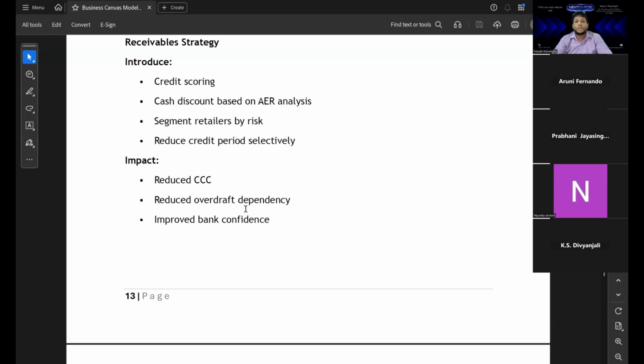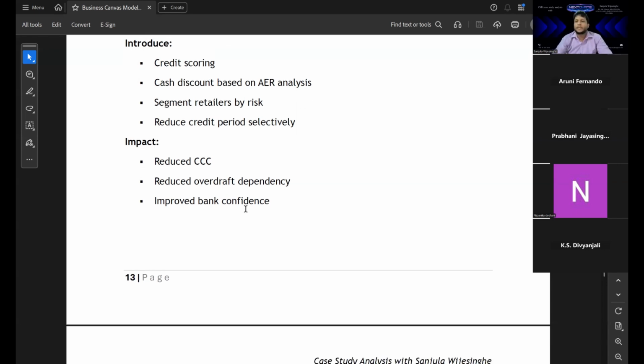Then improve bank confidence as well, because now you have to convince your banker. You need to show that you are in a position to repay the loan. You need to convince the bank, and to convince the bank you can use this improved bank confidence as well. You need to remember that also, right?